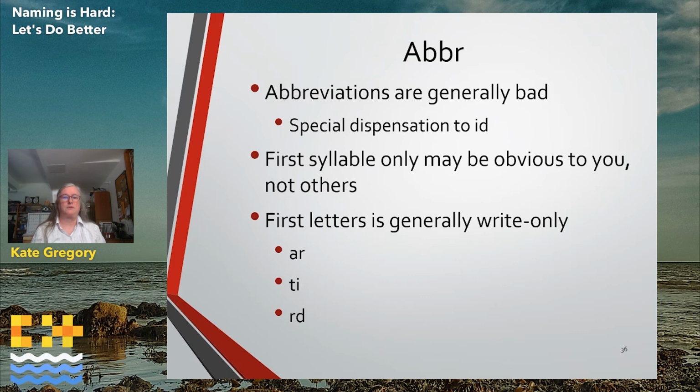And if you use the first letters, man, that's a write-only concept. What do these stand for? I found these in the wild. They stand for annual revenue, total income, and revenue delta. And yes, income and revenue represent exactly the same concept. They are interchangeable. Just one developer liked to call it revenue and one developer liked to call it income. Don't do this.